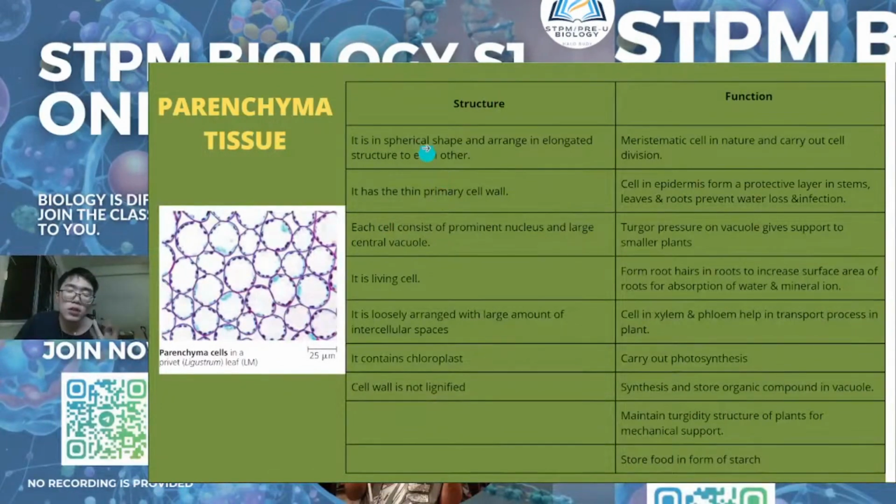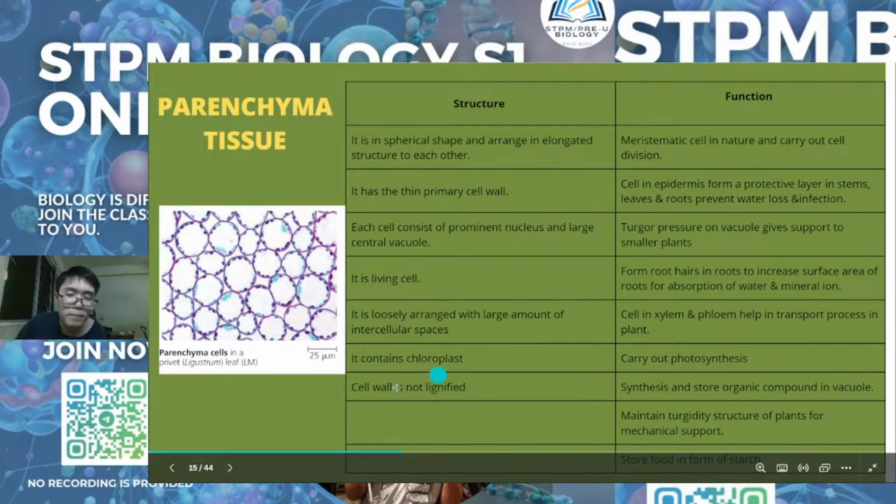Okay, so what are the structures? I already mentioned. It is spherical in shape and arranged elongated. It has a thin primary cell wall, consists of a prominent nucleus and a large central vacuole. And it is a living cell. It is not a dead cell, it is a living cell. And it is loosely arranged because there are many intercellular spaces there. It is not tightly bound together. And then it contains chloroplast. And then the cell wall is not lignified. Okay, so these are all the structures, and then the functions.